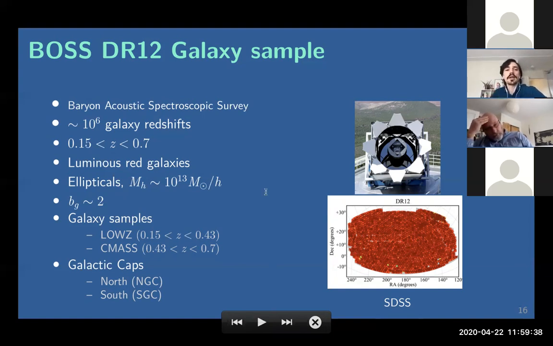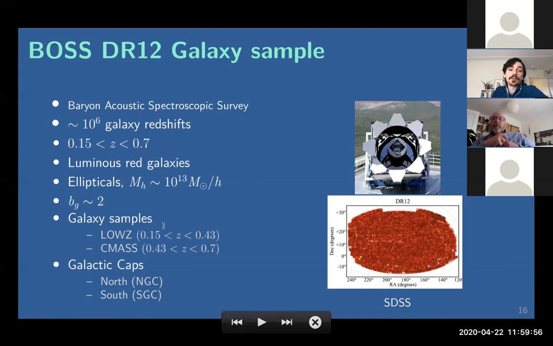And most of the targets were these luminous red galaxies, also known as LRGs in the community. These are elliptical galaxies that have roughly halo masses of 10 to 13, and their linear bias is roughly of the order of 2.